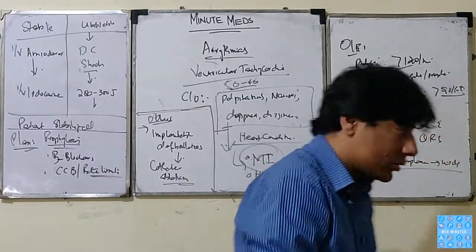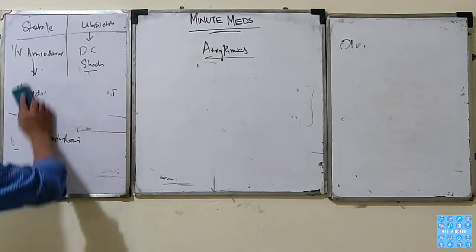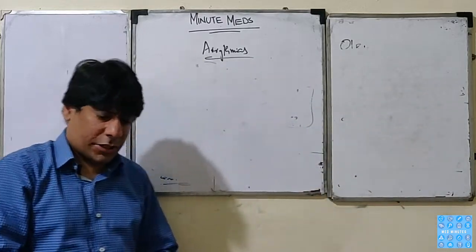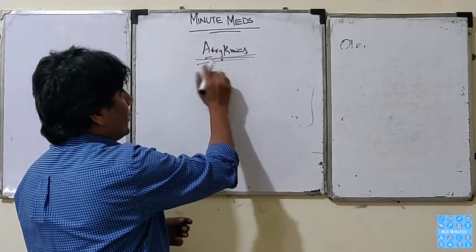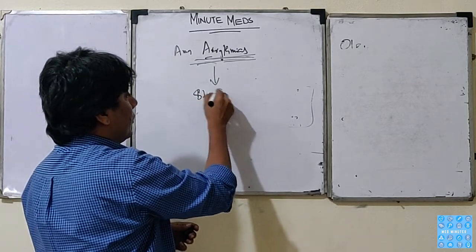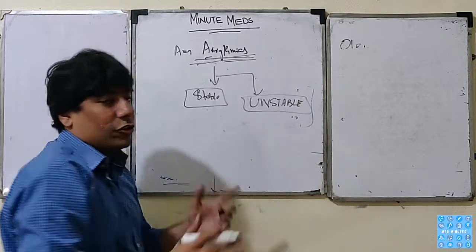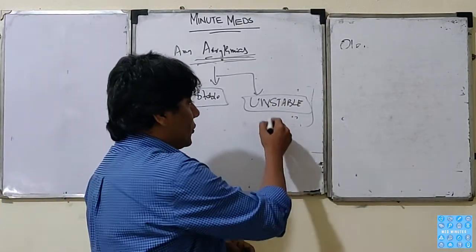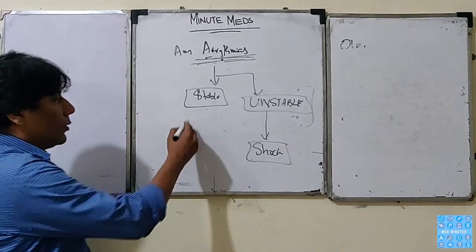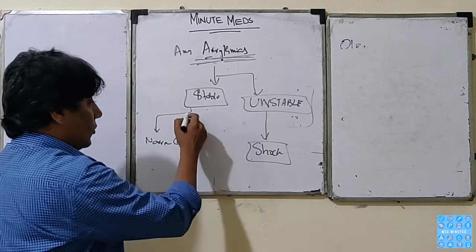Now a general approach towards arrhythmia. A patient comes to you with palpitations, nausea, dyspnea, and you check that this is an arrhythmia. Now you have to check if the patient is stable or unstable. Any arrhythmia, regular or irregular, supraventricular or ventricular. If the patient is unstable, go for the shock. Period. And if the patient is stable, then we look at whether this is a narrow complex or a wide complex.